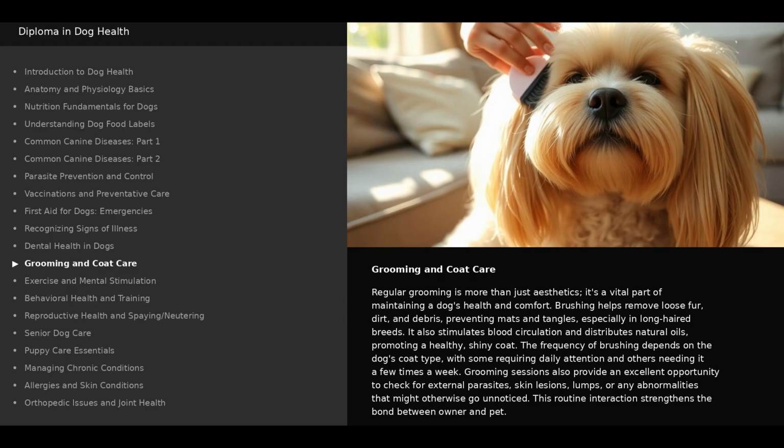The frequency of brushing depends on the dog's coat type, with some requiring daily attention and others needing it a few times a week. Grooming sessions also provide an excellent opportunity to check for external parasites, skin lesions, lumps, or any abnormalities that might otherwise go unnoticed. This routine interaction strengthens the bond between owner and pet.